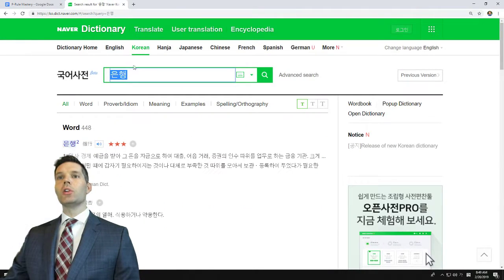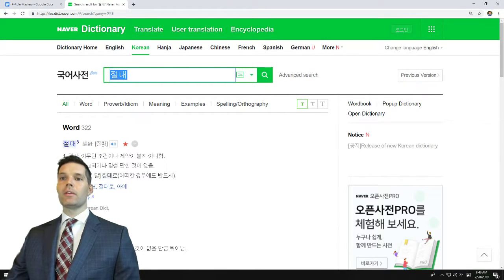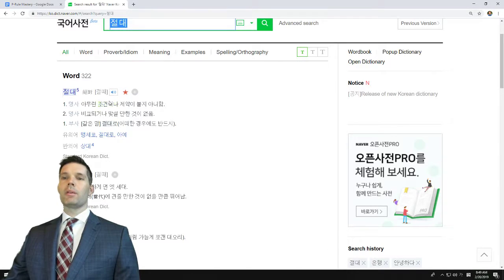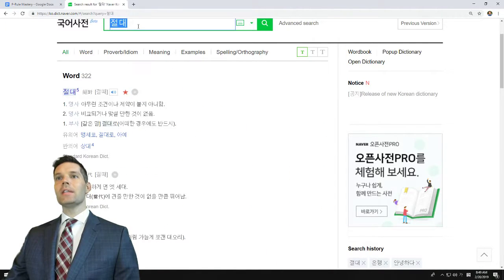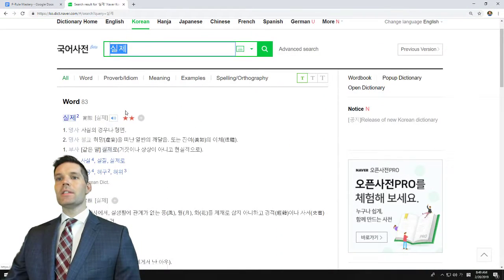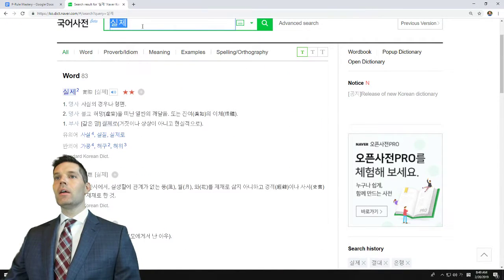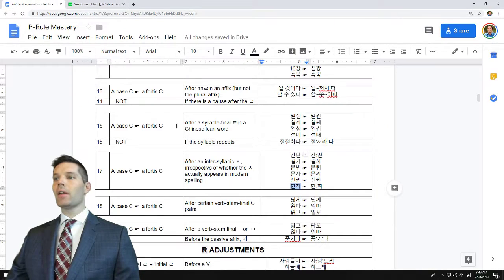So let's take 절대, right? Let's see if that's correct. 절대, right there. And I'm gonna scoot that up just in case. It's hard to see with my head or something, so 절대. Then we've got 실제. Let's try that one. 실제, right? So those are absolutely correct. Let's look up this last one. 한자. 한자. Yep, even with the long vowel right there.